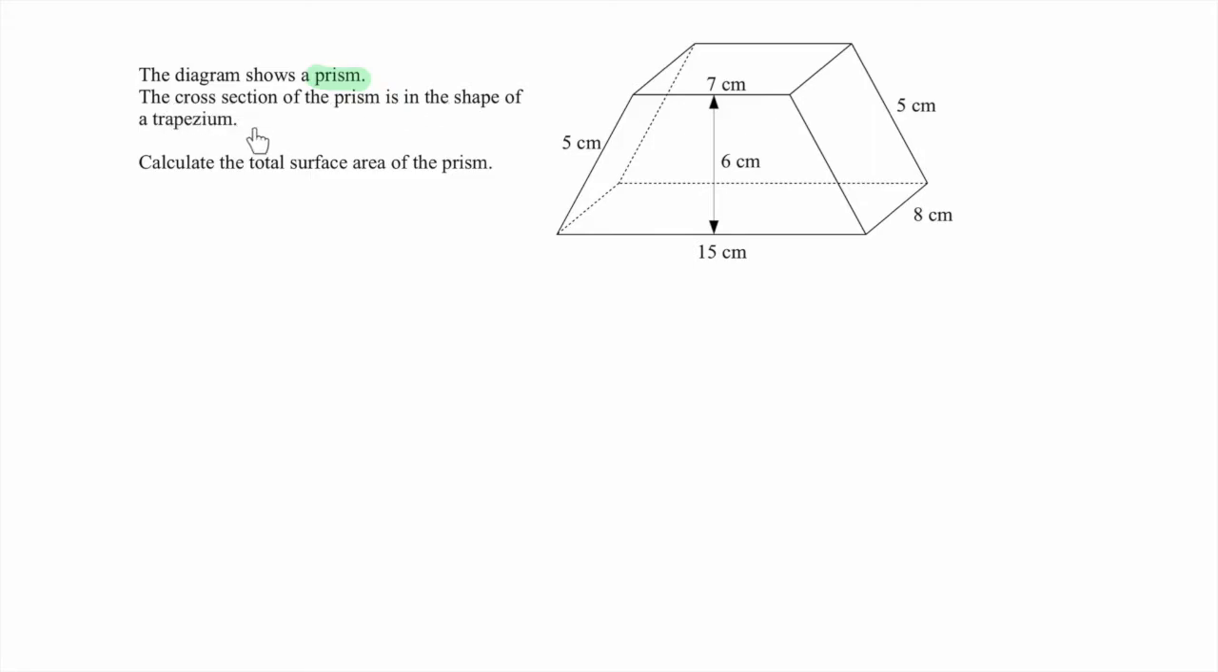The cross section of shape is a tree. Oh, they did tell me. And then calculate the total surface area. Fantastic. Let's rock on. So I'm going to start this time at the top of the shape.